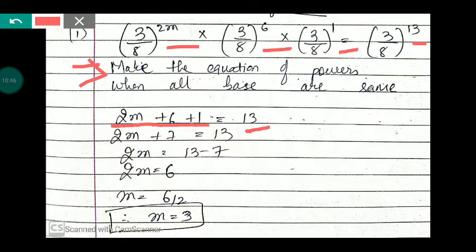So 2m plus 7 is equal to 13. 7 goes this side, so it turns into negative 7. So 13 minus 7 is 6. Now 2 is divided over here. So 6 by 2 is 3. We get the answer.